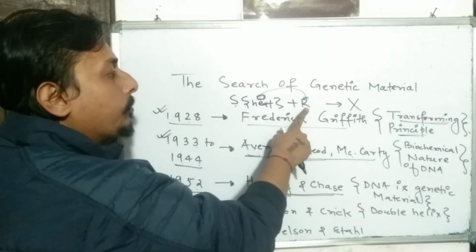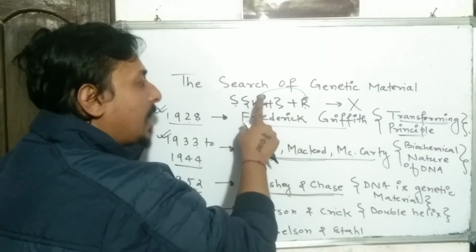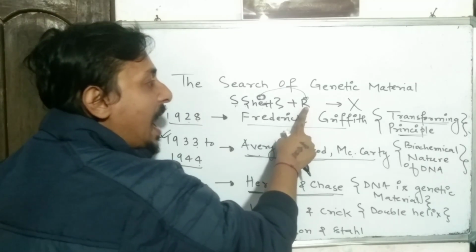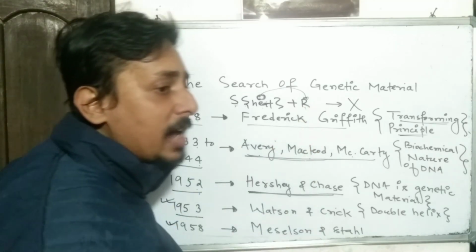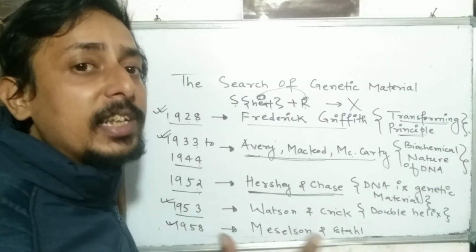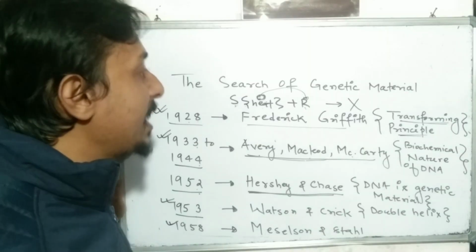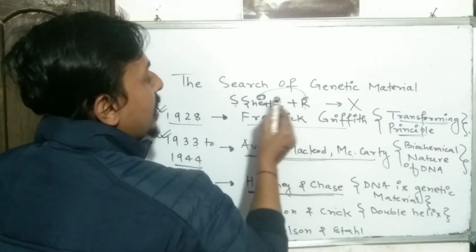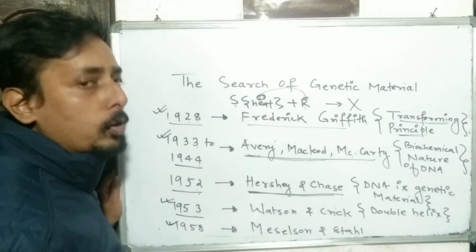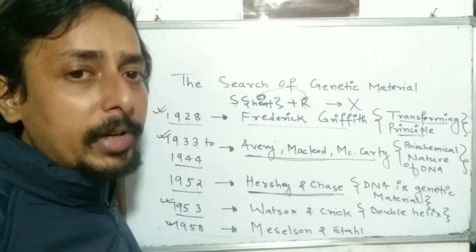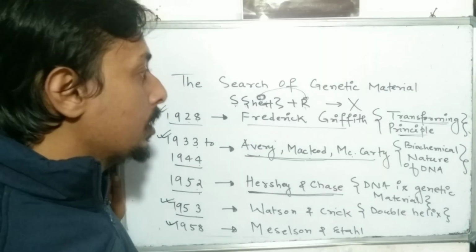Previously it was not killing, but due to something that has come from the heat killed bacteria to the R strain, the R strain bacteria has transformed, and this transformed R strain bacteria is killing the mice. So some people knew that something is transferring, and this something was suspected to be the genetic material. This was all about the transforming principle of Griffith.